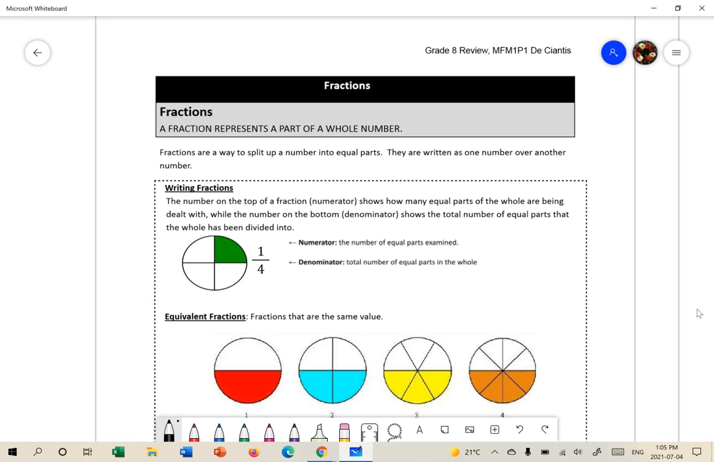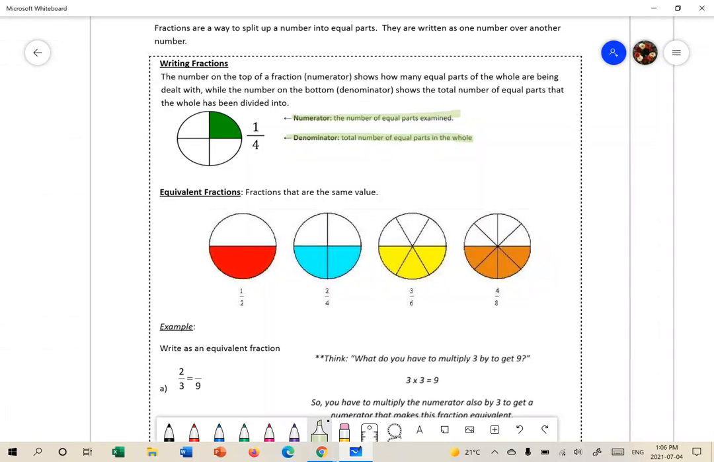Fractions are a way to split up a number into equal parts. They are written as one number over another. So fractions are part of a whole number. So the numerator represents the number of equal parts being examined, whereas the denominator represents the total number of equal parts in the whole. Equivalent fractions are fractions that have the same value, but could be represented in a different fraction.